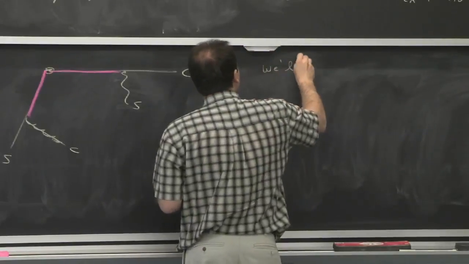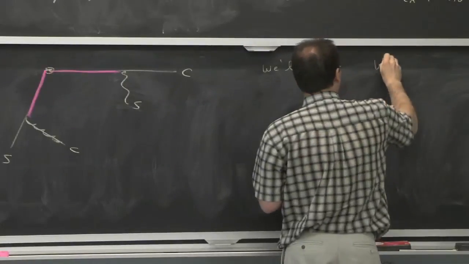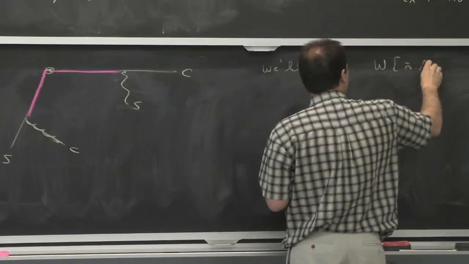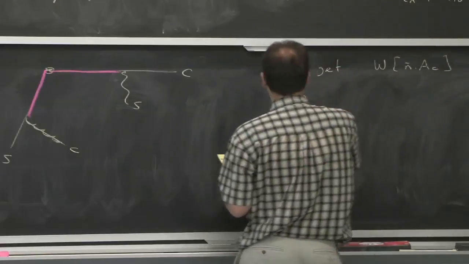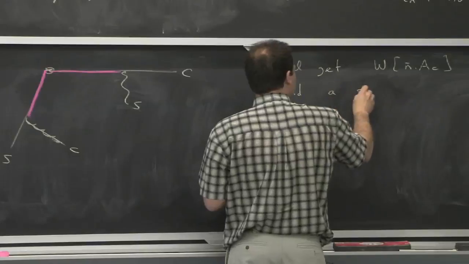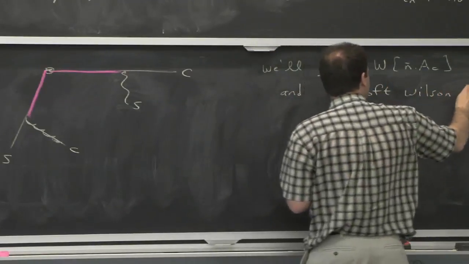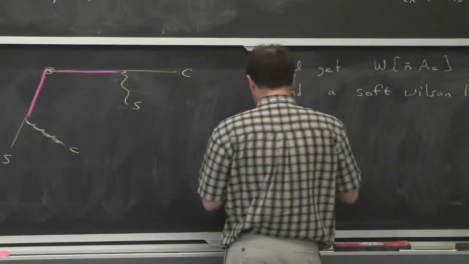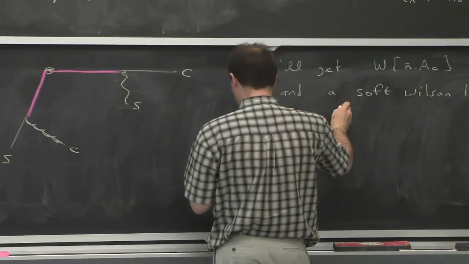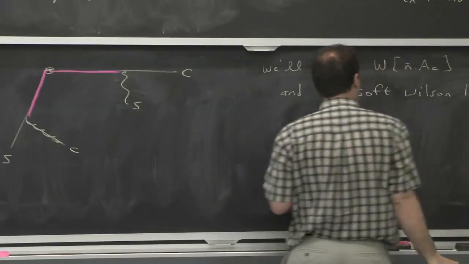So in this calculation, we're going to get W that's built of the collinear modes and another type of Wilson line from the soft modes. Let's call it Sn.